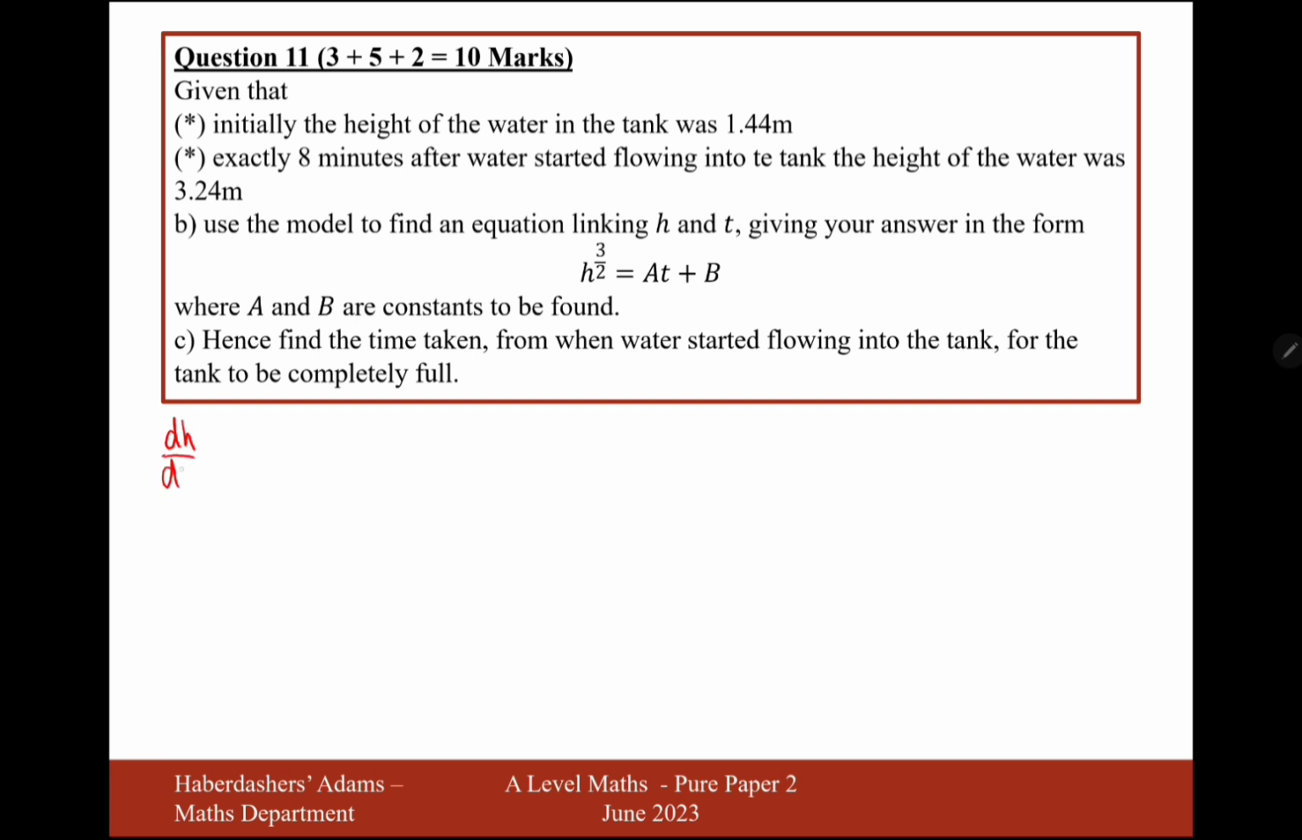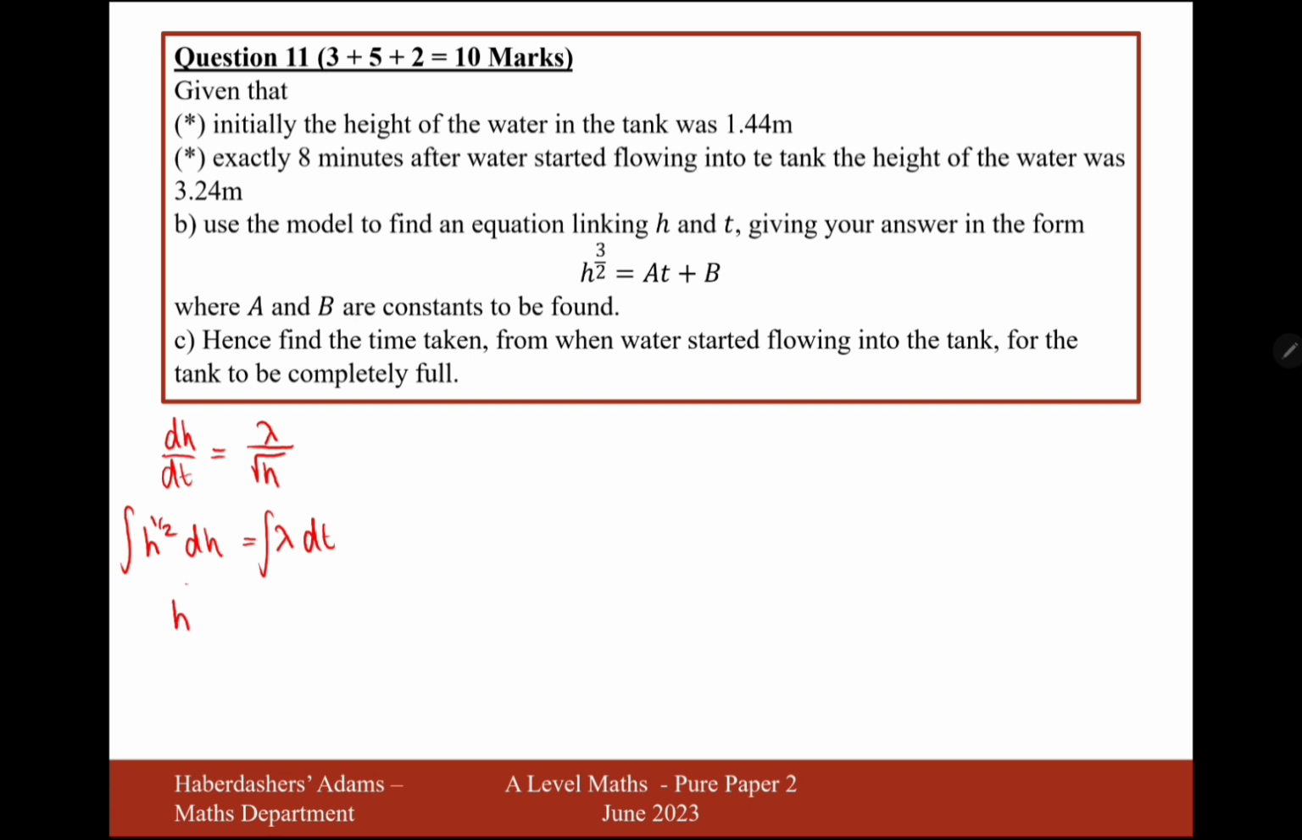So we know in our formula that dh by dt is lambda over the square root of h. This is a differential equation where we need to multiply the h onto the other side, and we'll leave the lambda where it is, so it's lambda dt. We're then going to integrate both sides of the equation. So we've now got an integral with respect to h and an integral with respect to t.